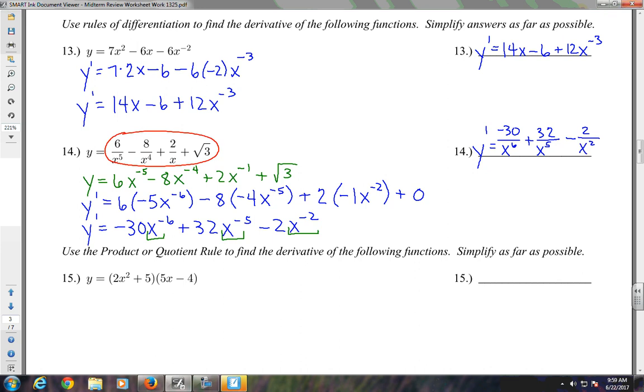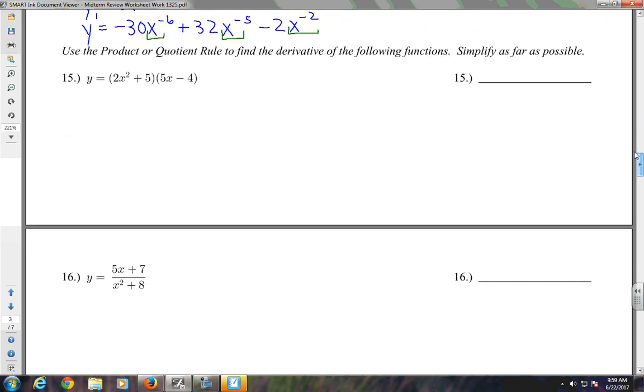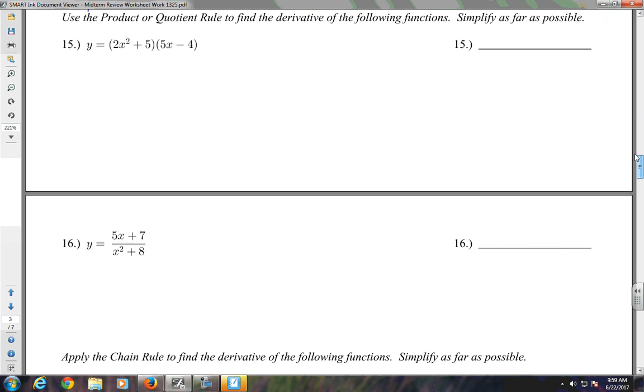So 13 and 14 are pretty straightforward differentiation problems. We're applying the power rule term by term. Starting with problem 15, we're going to have to face the product and quotient rules. So product rule on number 15, quotient rule on number 16. Make sure you have those patterns memorized for your midterm exam.